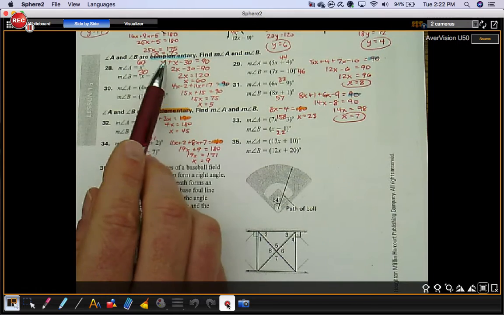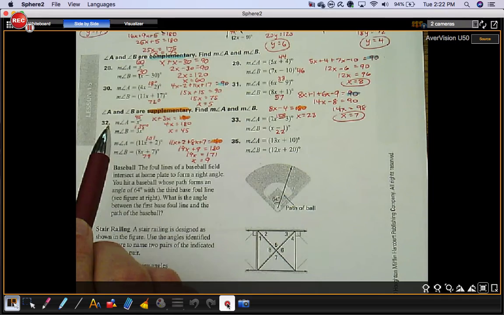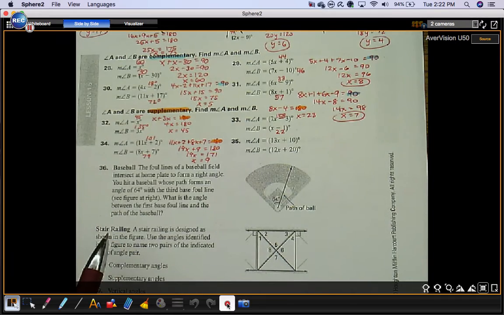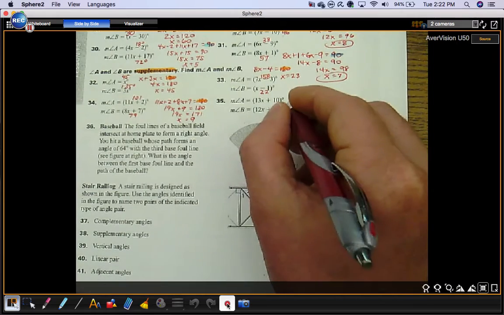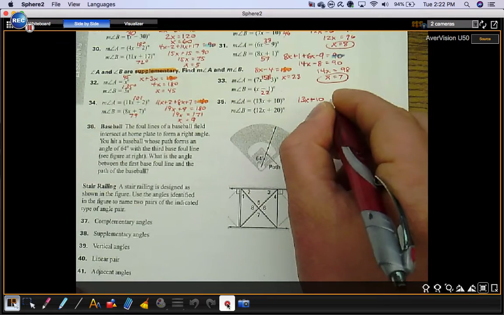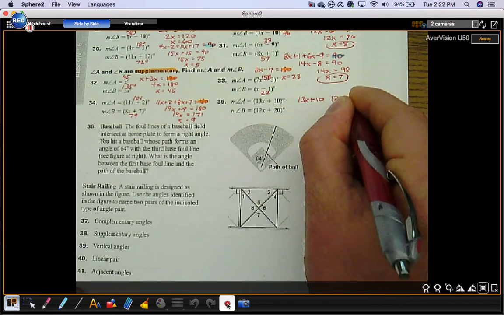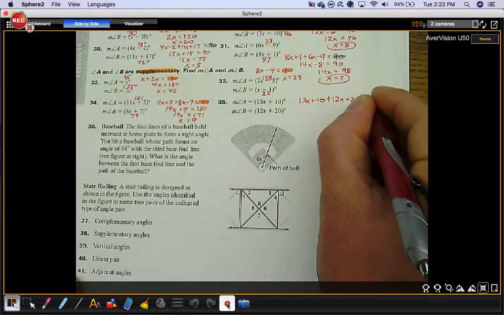Let's stop for a second. Are these angles complementary? Do they add to 90? That's how you know you did it right. For number 35, these angles are supplementary. So 13x plus 10 and 12x plus 20 are your angles. We're going to add them to get 180.